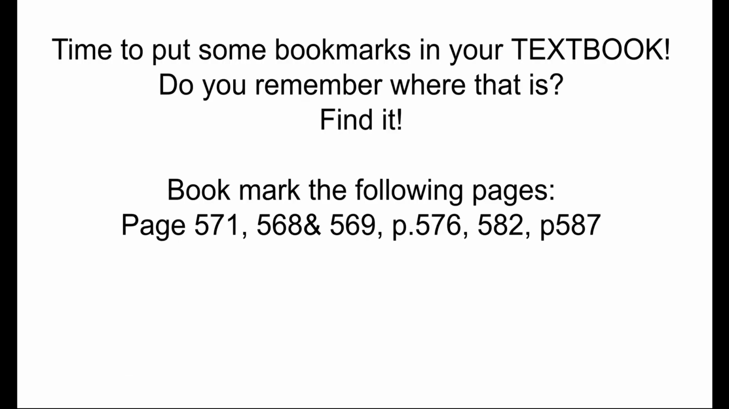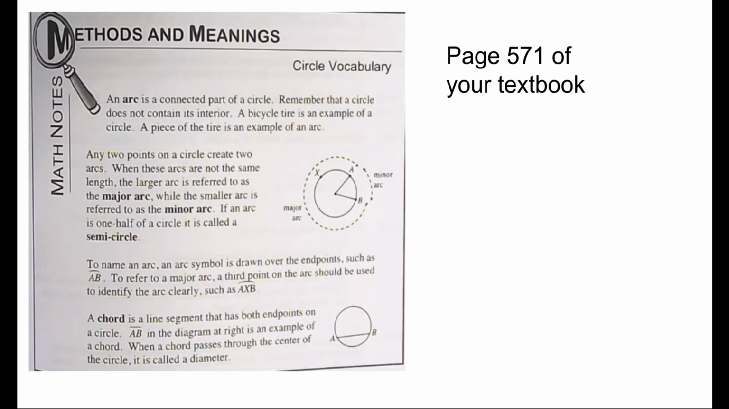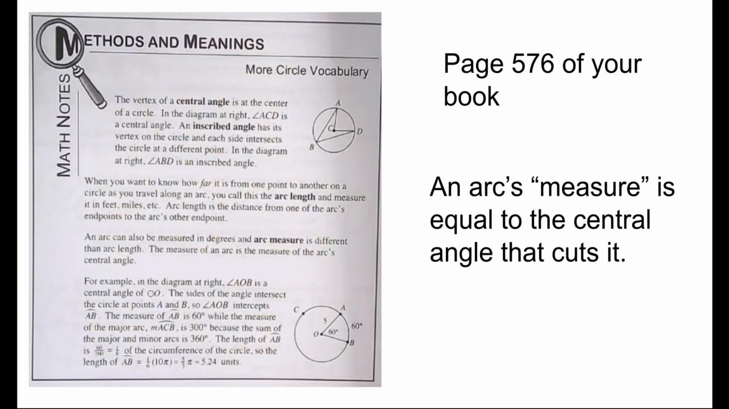Now it's time to find your textbook. Go ahead and pause the video till you find it. And once you found it, I want you to bookmark these pages. So page 571 has more vocabulary about major and minor arc and semicircle. You're going to want to read that page. Page 576 talks about central angles and inscribed angles and arc length and arc measure, which we will talk about more next week.